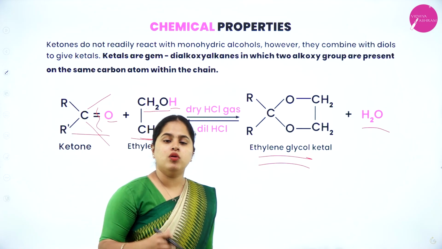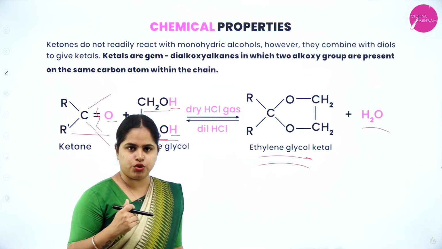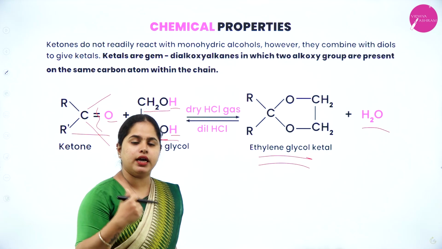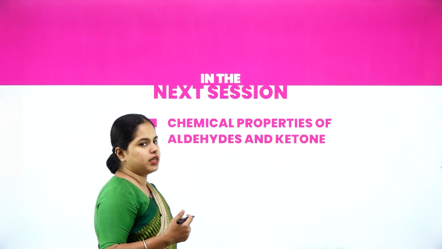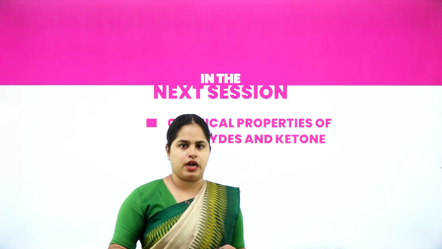So I hope how ketal and acetal is formed is clear to you. So ketal will be formed using a dihydric alcohol. Clear? So in the next session, we are going to see the chemical properties of aldehydes and ketones. Further reactions we are going to see.